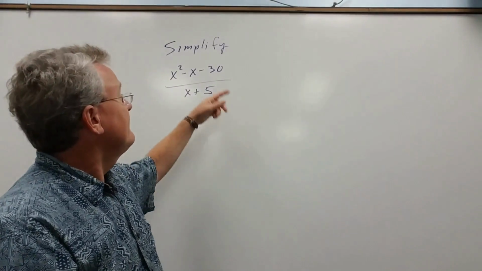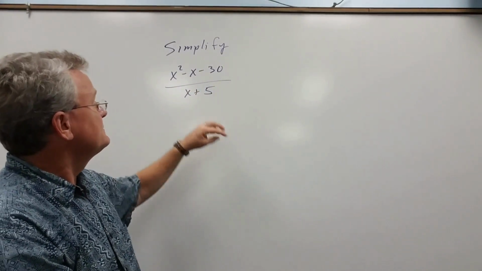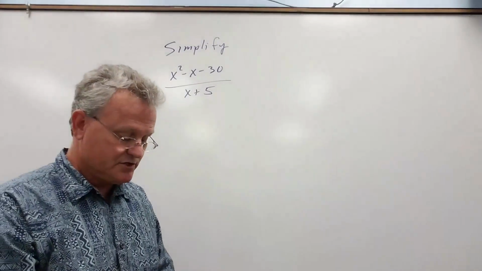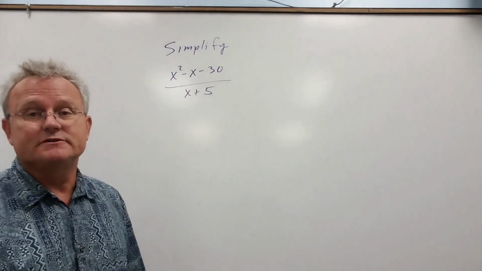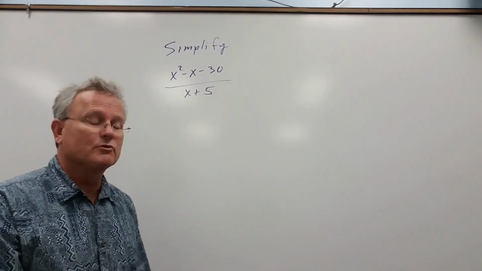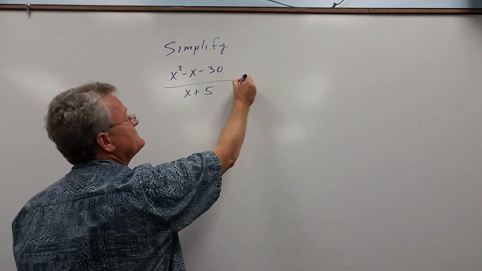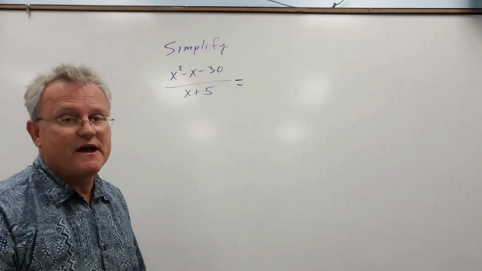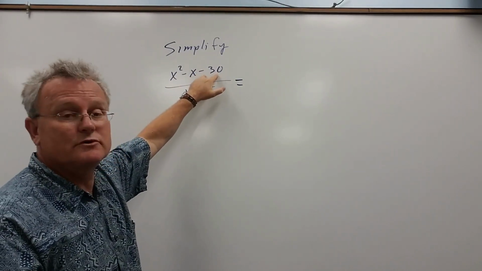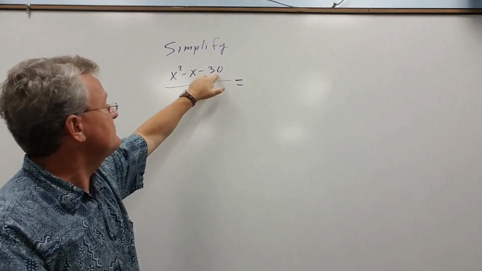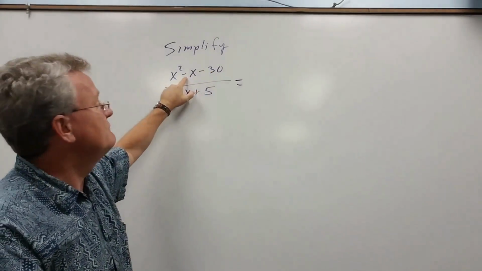Welcome. All right, in this video we're going to simplify a rational expression. And to simplify this, we factor the numerator and denominator. In this case, the denominator is in factored form. The numerator, well, the question is what two numbers multiply to negative 30 but add to negative 1?